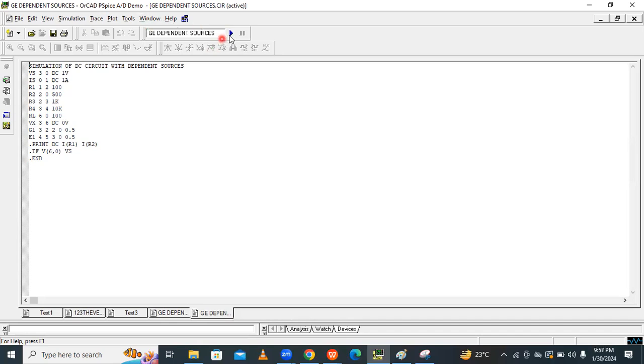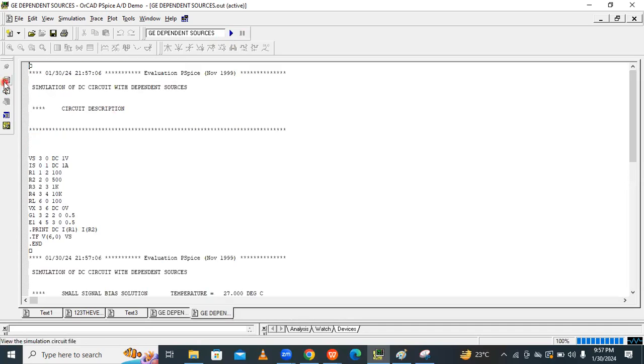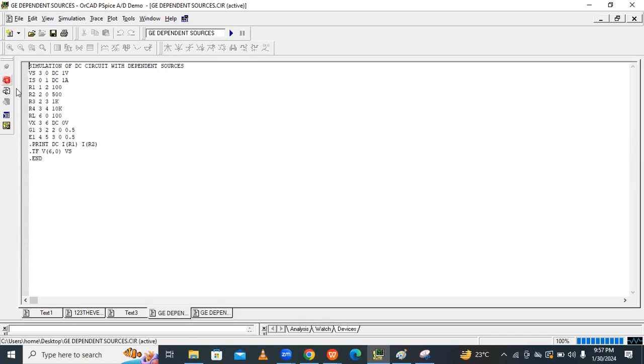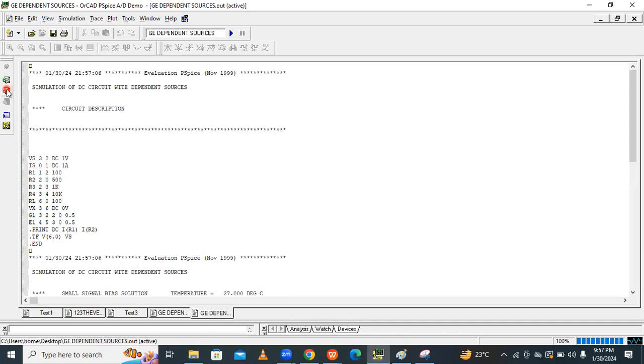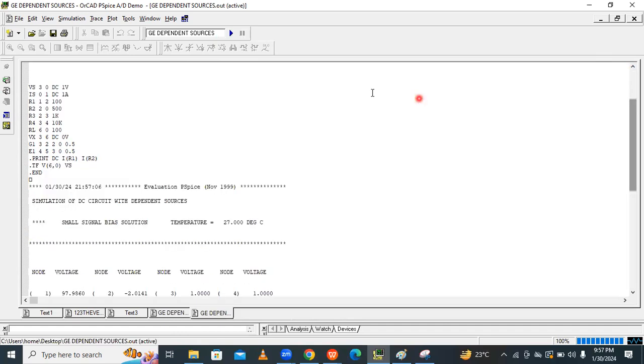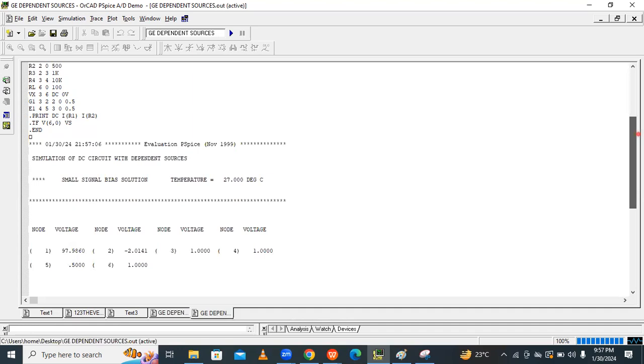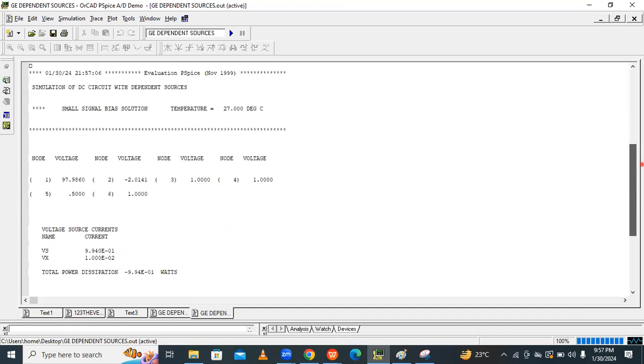Next, press the run icon, and the results will be displayed. The first one is the program, and the second one is the circuit simulation output. If there are no errors, the program is displayed in this output circuit file. So these are our results.